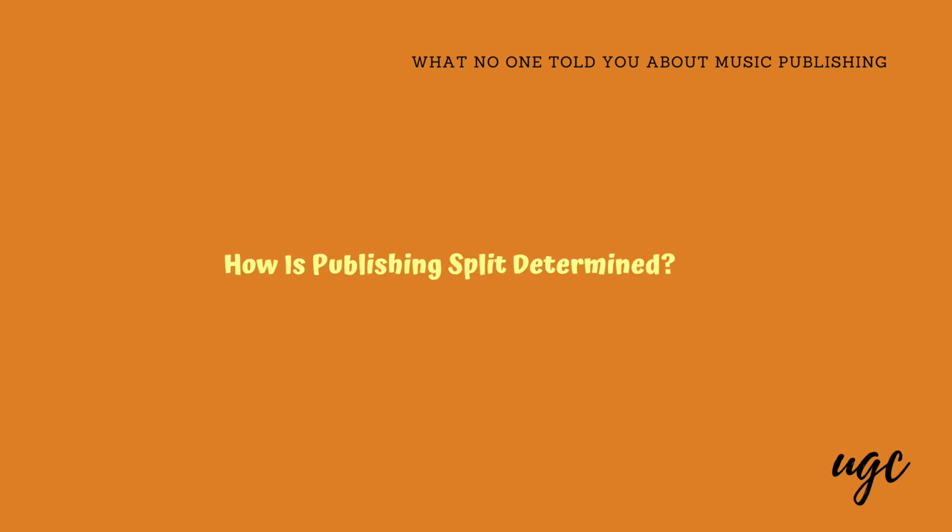How is publishing split determined? You see, there is no hard and fast rule about this. Don't believe anyone that tells you it is split in the middle 50-50 between songwriter and producer or between songwriter and anyone else. This is not true. Like I mentioned, publishing covers lyrics and melodies, and anyone who makes contribution to either of these deserves a portion of the split. You can either split equally or you can split according to each person's contribution.